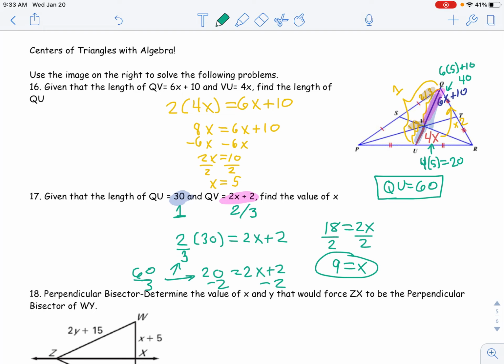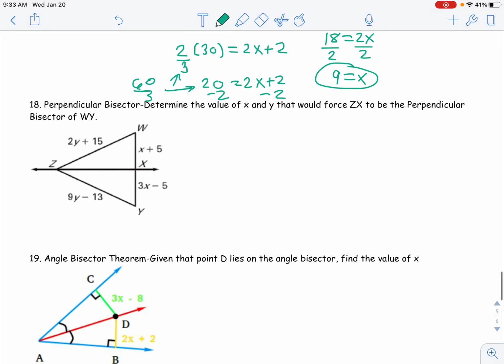Just make sure we know the whole centroid, that's one whole. That's the whole thing. Centroid to angle is 2/3. Centroid to midpoint is 1/3. Use those ratios and determine the kind of equation you're going to set up.